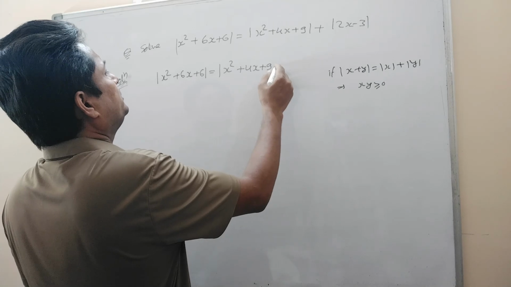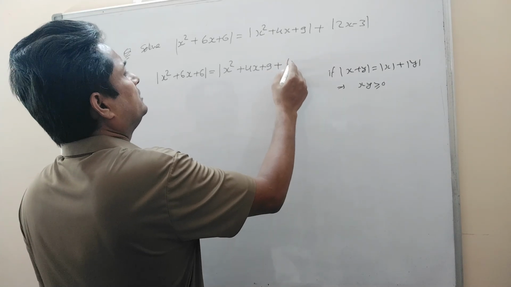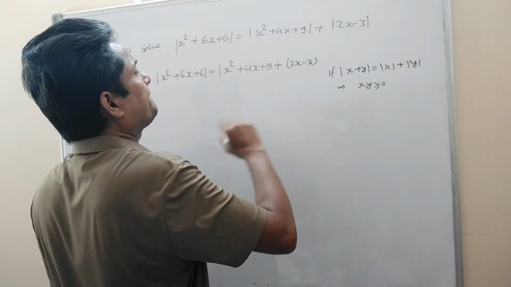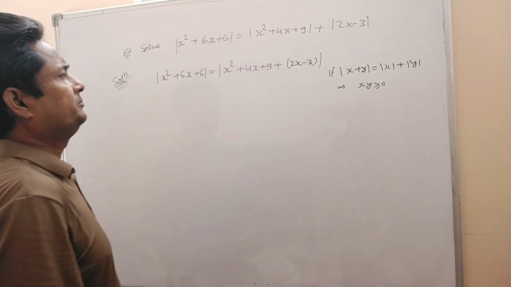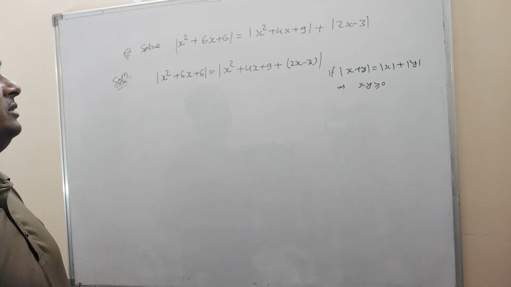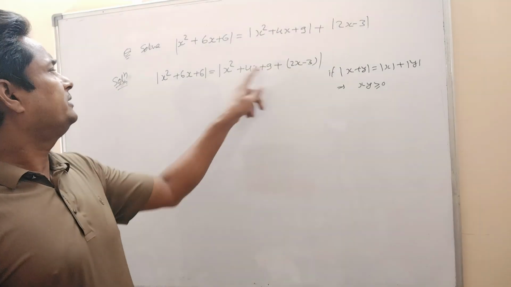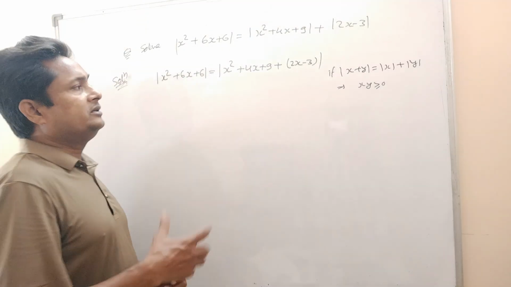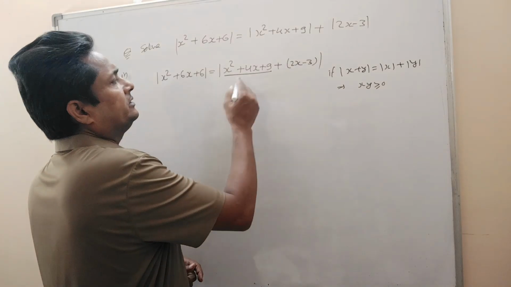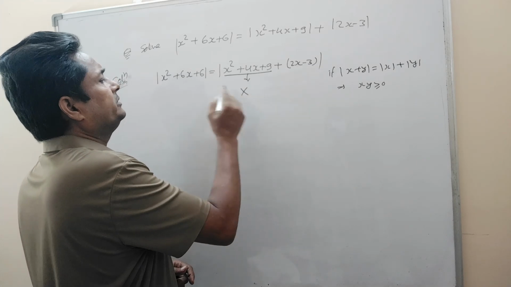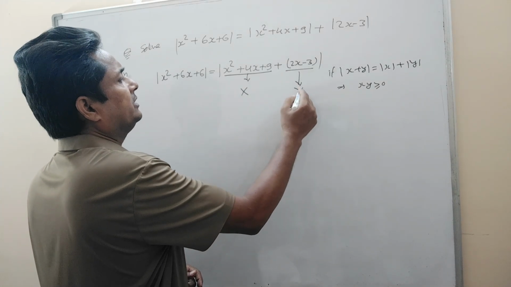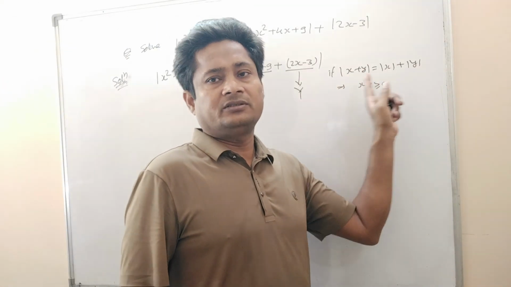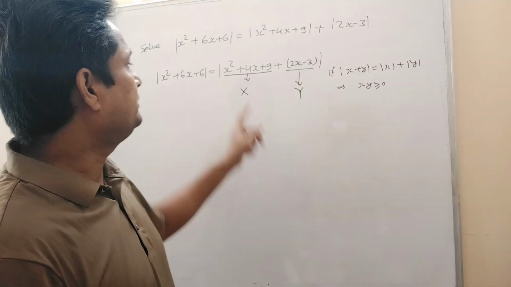This can be written as plus 2x minus 3. This can be written as what? If you simplify this one, you will get this one, right? But here, this can be taken as capital X, and this can be taken as capital Y, and verify that this special case holds. You can verify that.